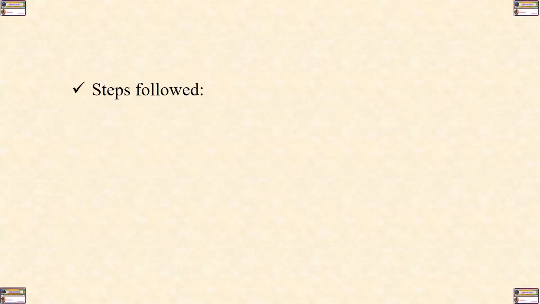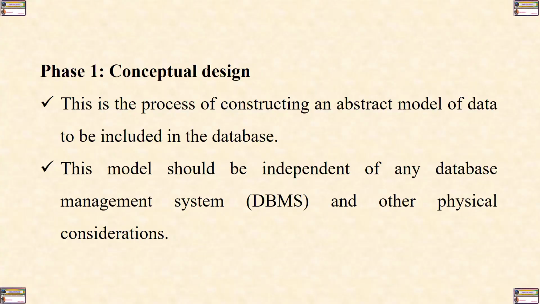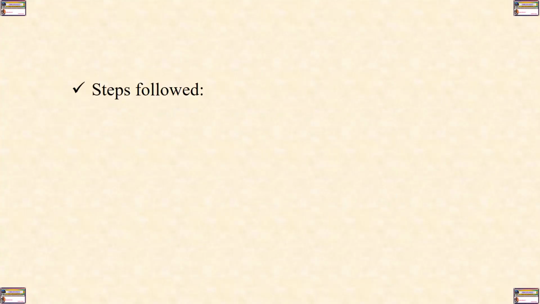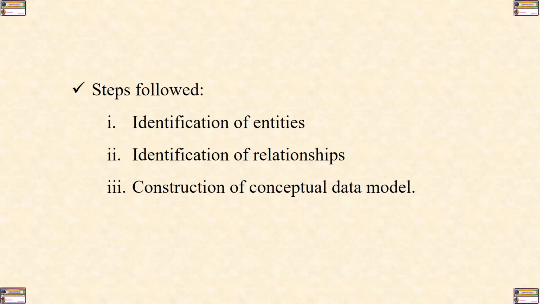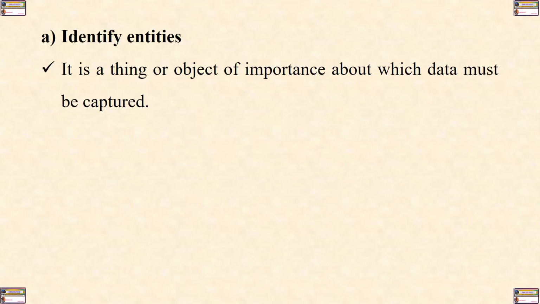So the steps followed for you to be able to design this conceptual design are as follows. Number one, you identify the entities that your database will have. Number two, identify the relationships that will exist. Number three, construct conceptual data model. So let's look at how you identify entities.